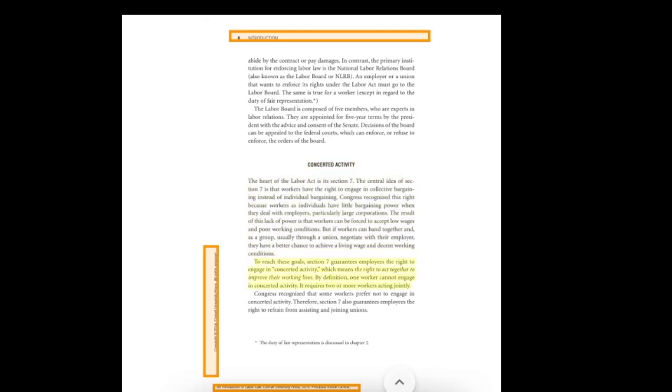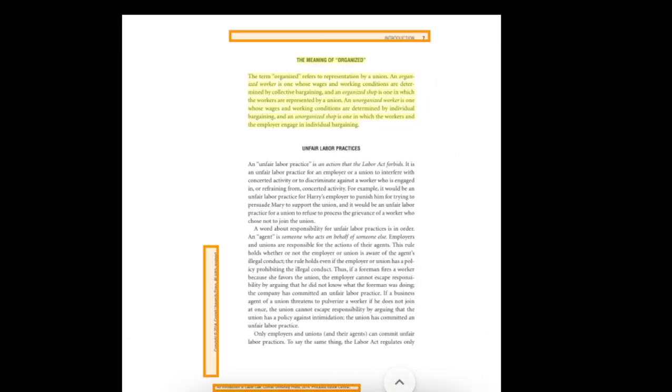To reach these goals, Section 7 guarantees employees the right to engage in concerted activity, which means the right to act together to improve their working lives. By definition, one worker cannot engage in concerted activity. It requires two or more workers acting jointly. Congress recognized that some workers prefer not to engage in concerted activity. Therefore, Section 7 also guarantees employees the right to refrain from assisting and joining unions. The duty of fair representation is discussed in Chapter 2.